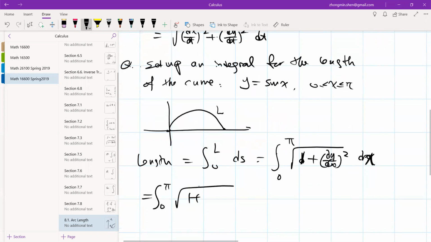Then the derivative of y with respect to x is cosine x. So this is the integral for the arc length of the curve. Okay.